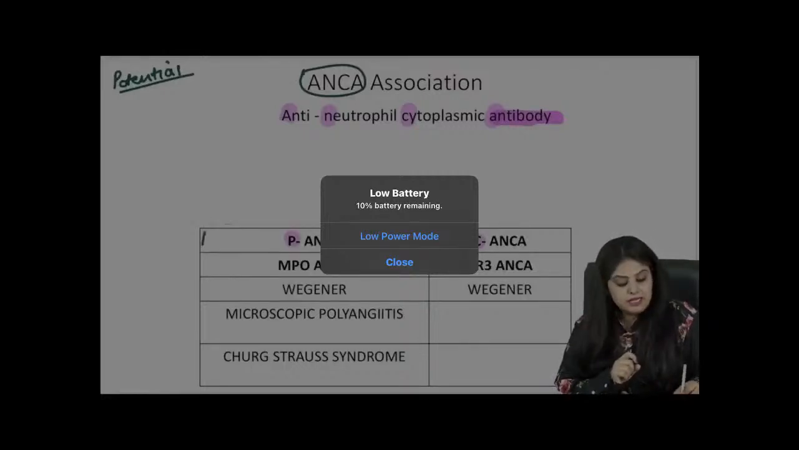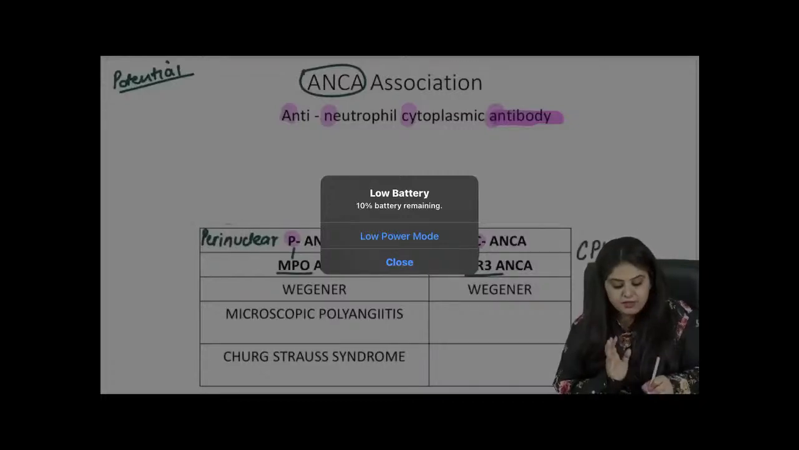Before I go on to anything else, I know everyone has given me an answer of Wegener's. I'll come back to this question. The most important thing in the exam will be ANCA, and it is the most potentially expected question nowadays. Listen to this very carefully for 2 minutes. ANCA is anti-neutrophil cytoplasmic antibody, so you are testing for an antibody.